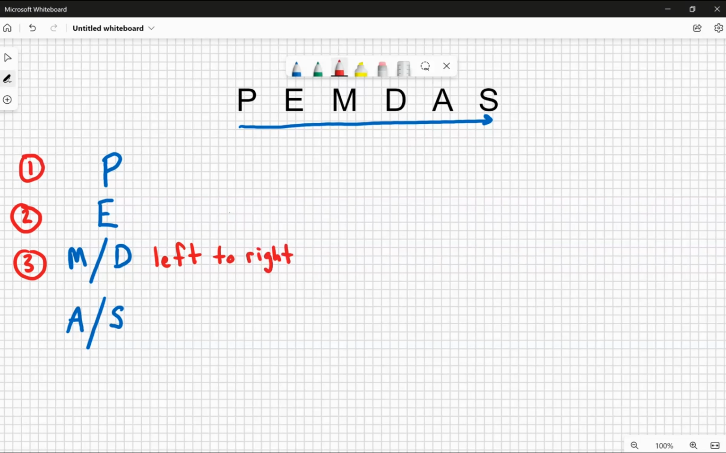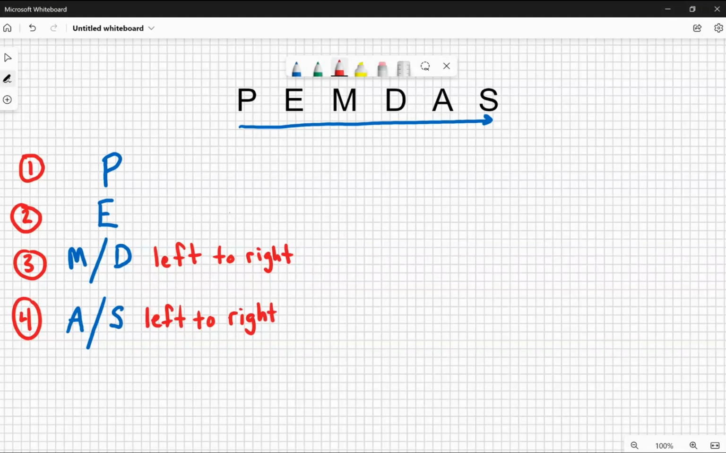And it's the same thing with addition and subtraction. That would be step 4. And we do that also from left to right. And this is to ensure that everyone is in agreement in exactly how to apply arithmetic operations when you have multiple operations in one problem. So we're all getting the same answer.